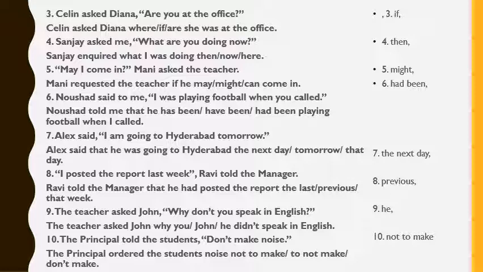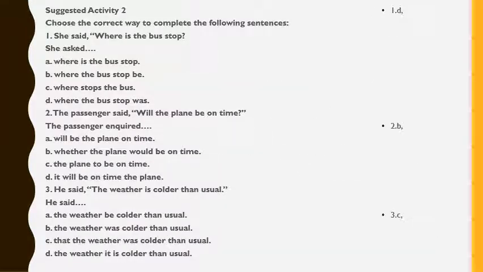She said, "Where is the bus stop?" She asked, "Where is the bus stop?" That's wrong: where the bus stop be? Wrong: where stops the bus? Wrong. Where the bus stop was is correct. Where is the bus stop becomes where the bus stop was.